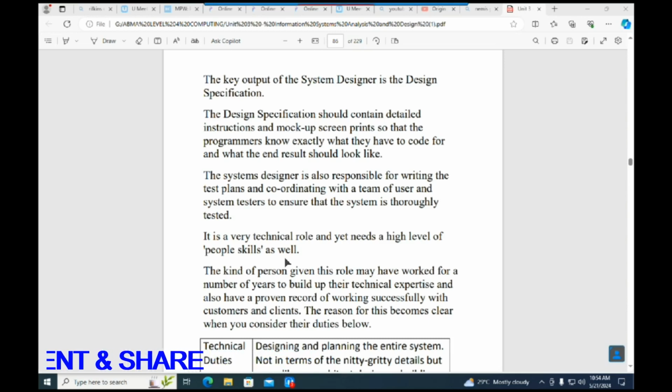Again, he is responsible for writing the test plans and even coordinating a team of users and some system testers to ensure that we have the system tested thoroughly. So the testing plan comes from the system designer, and the coordination of a team of users or testers who are going to test the system is also from the system designer. So it is his work to make sure that the project is well tested and the people who are supposed to test the project are available.